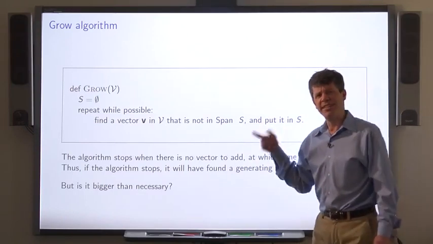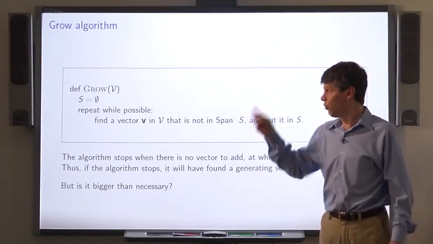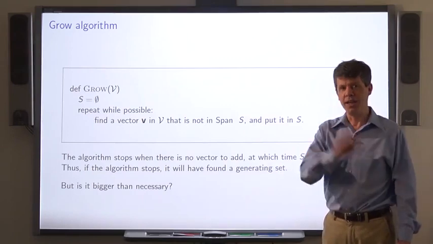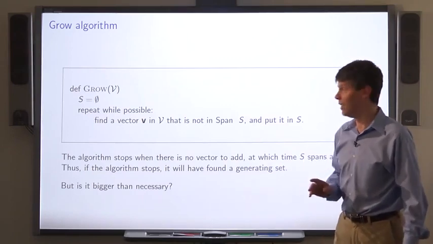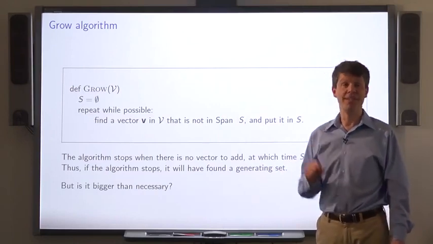The question is, does this really give you the smallest generating set for the vector space V? Another question that we'll have to get to is, can this algorithm be made to stop? Does it ever terminate?